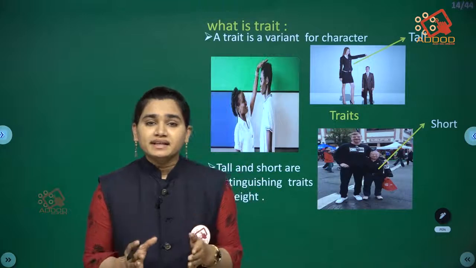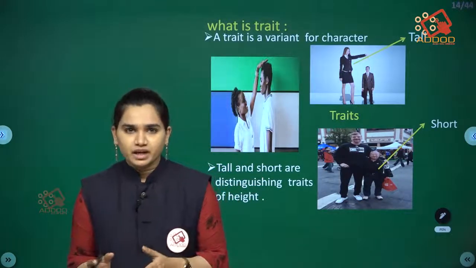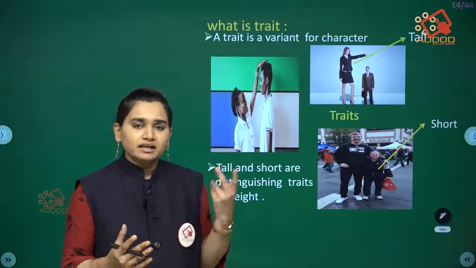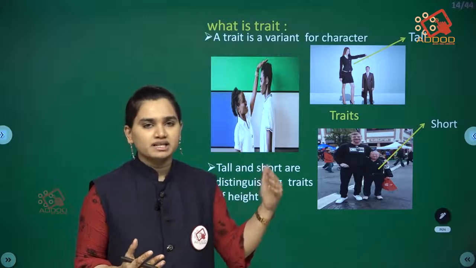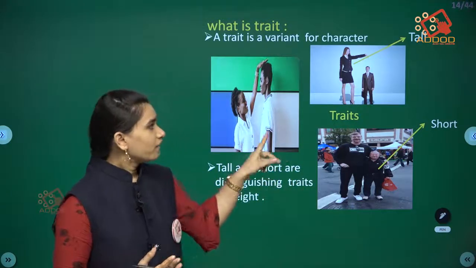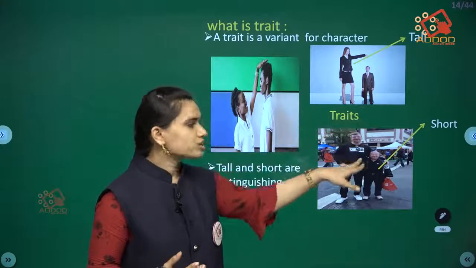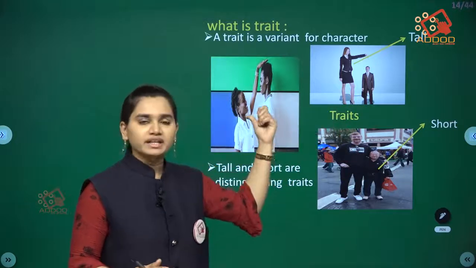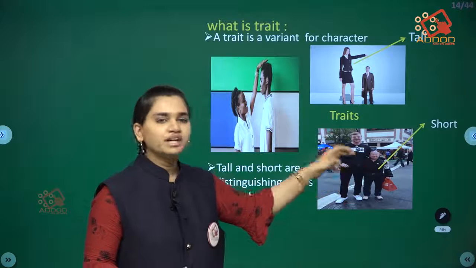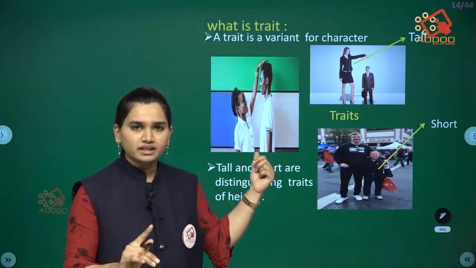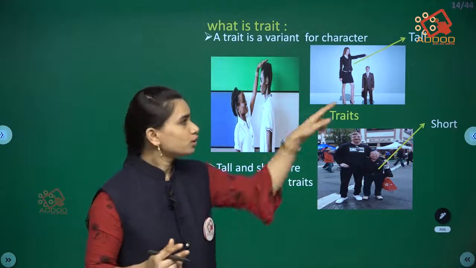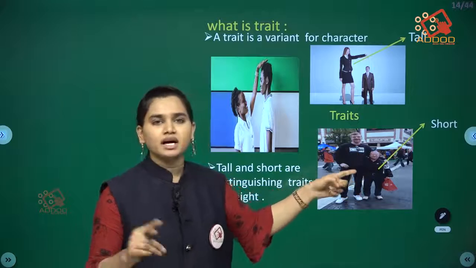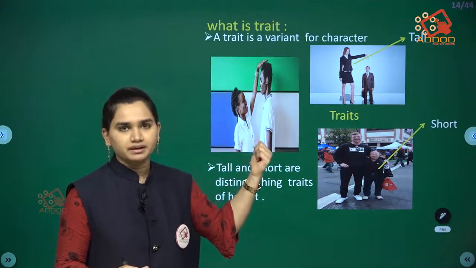Now trait is the variant of a character. When I give you the example, you will understand this much better. As I said, height of a person is a character, right? But whether it is tall or short, that accounts to be a trait. So tall is one trait of the character height, short is one trait of the character height. So the character was height of a person. Tall is one trait, short is another trait for height, which is a character.